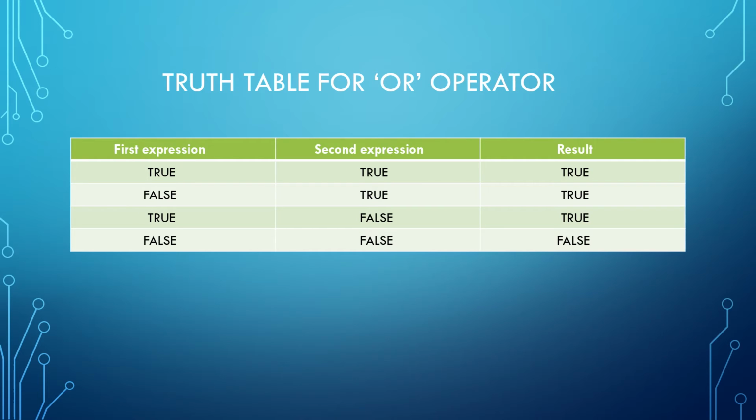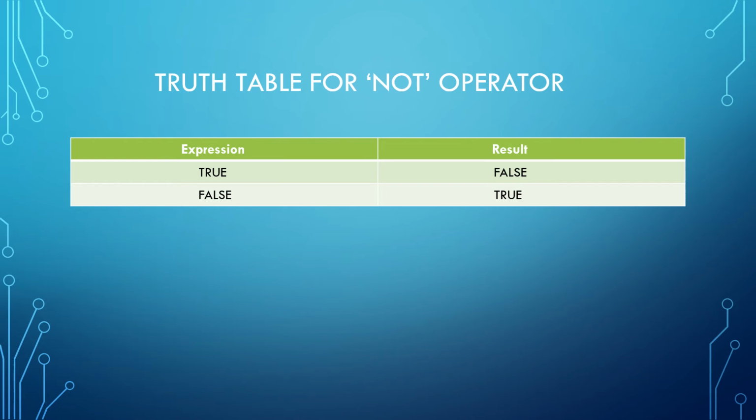Truth table for OR operator. If the first expression is true, second expression is true, the result will be true. If the first expression is false, second expression is true, the result will be true. If first expression is true, second expression is false, the result will be true. If the first expression is false, second expression is false, the result will be false. This OR table also gives us a result that if any one of the two expressions is true, the result will always be true.